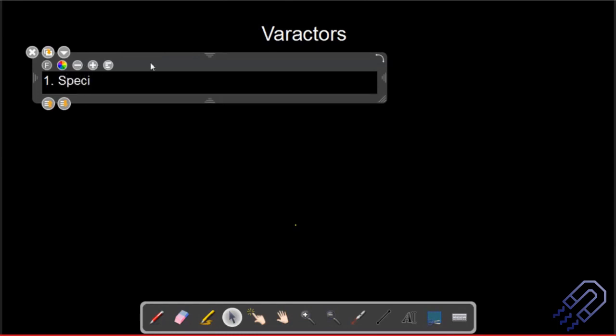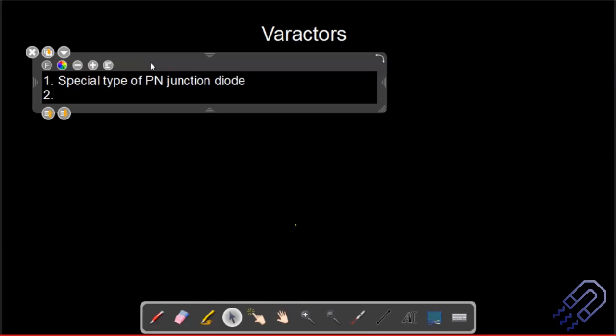Please note down these points. This is very important. Point one: a special type of PN junction diode. Number two, it has the capacitance property. The capacitance is controlled by reverse bias voltage. So that is important.